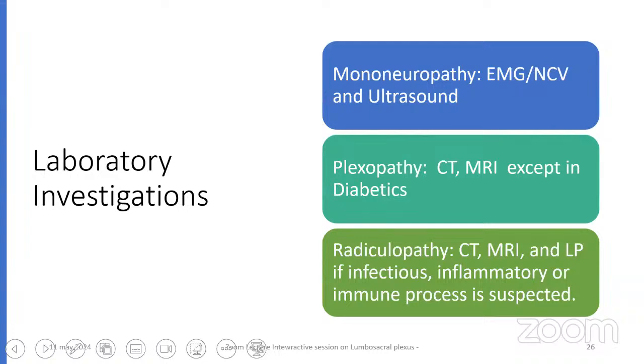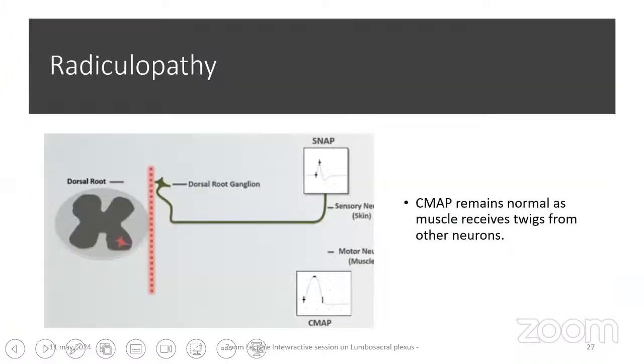What laboratory investigations? Mostly EMG, NCV, and ultrasound. If you think of mononeuropathy or plexopathy, CT, MRI, except in diabetics. If you think of radiculopathy, CT, MRI, and LP, if an infectious, inflammatory or immune process is suspected. So these are the broad investigations which we usually undertake.